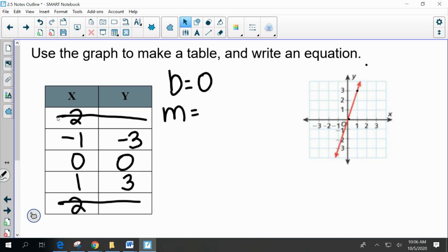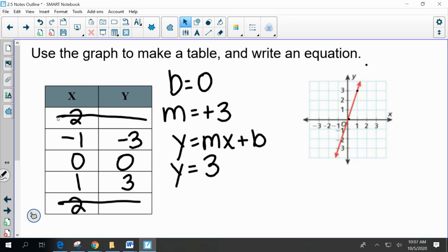3. Plus or minus. So it's adding 3. Okay, so then we'll plug it into our formula. So y equals 3x plus 0. So our intercept is 0. Okay, so I don't necessarily have to have that 0 there. So I could just write y equals 3x is my equation.